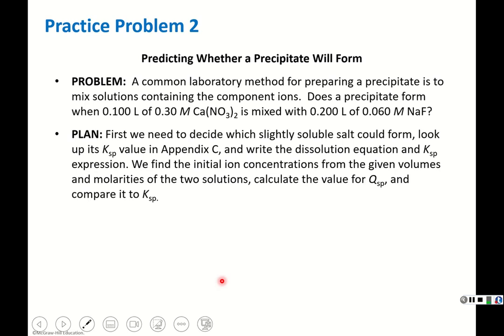So let's try a practice problem with this concept. A common laboratory method for preparing a precipitate is to mix solutions containing the component ions. Does a precipitate form when 0.1 liters of 0.3 molar calcium nitrate is mixed with 0.2 liters of 0.06 molar sodium fluoride? What precipitate would be formed? Sodium is always going to be soluble, and so is nitrate. So the precipitate is going to involve calcium and fluoride. Calcium fluoride is what we're going to be precipitating here.